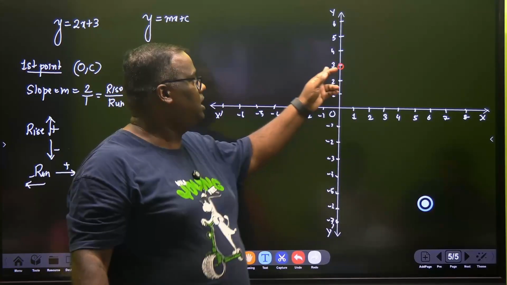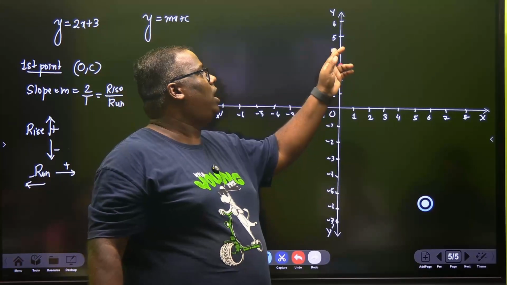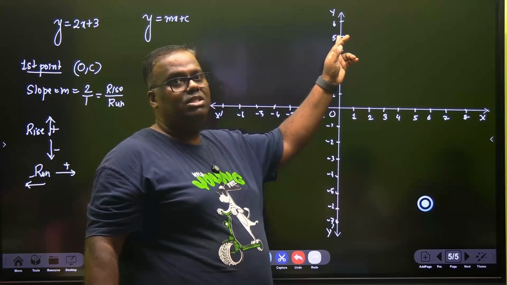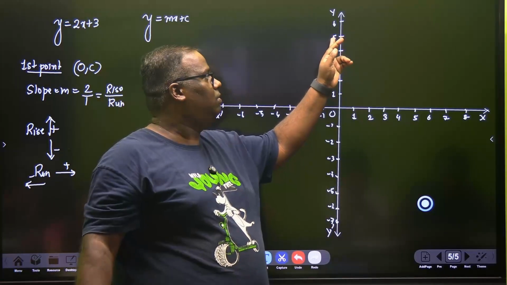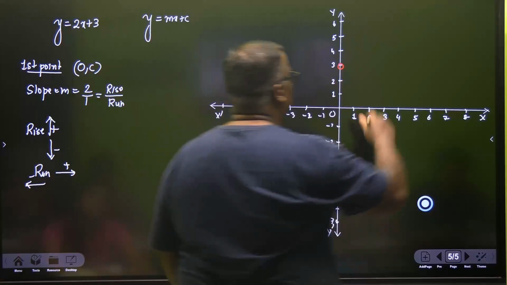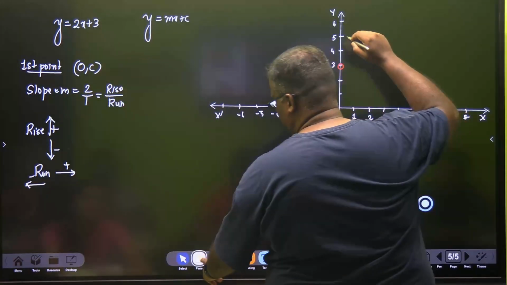2, 3 say 2. 2, 2 positive. 1, 2, 5. And run is how much? 1. 1 positive. Means here. So my point should be what? 1, 5. Is this understood or not?